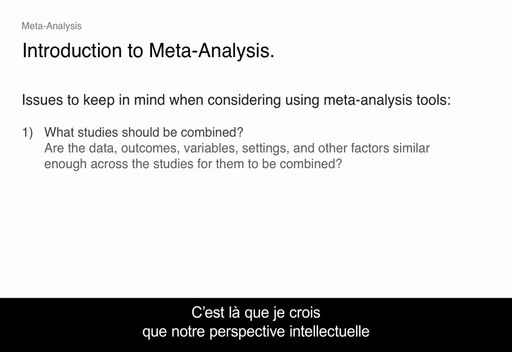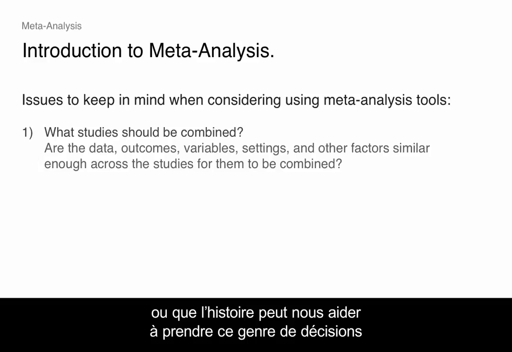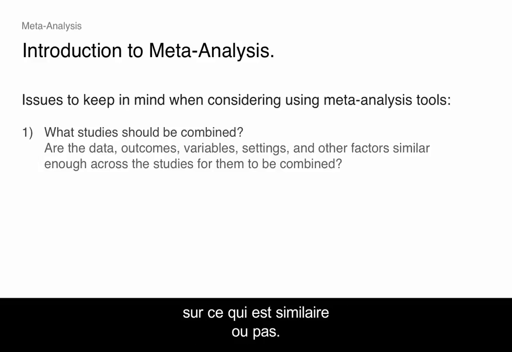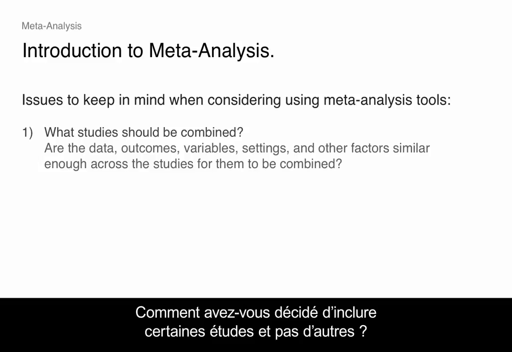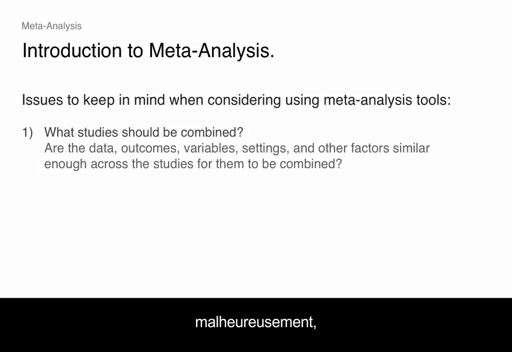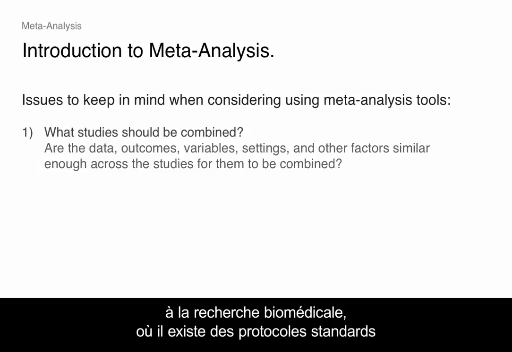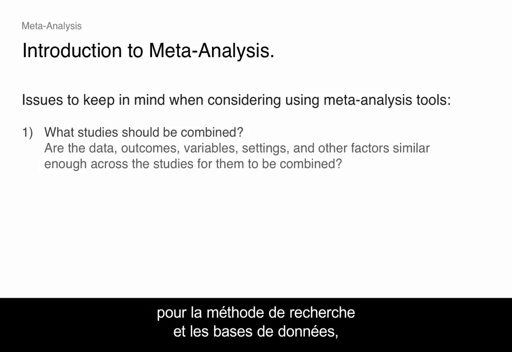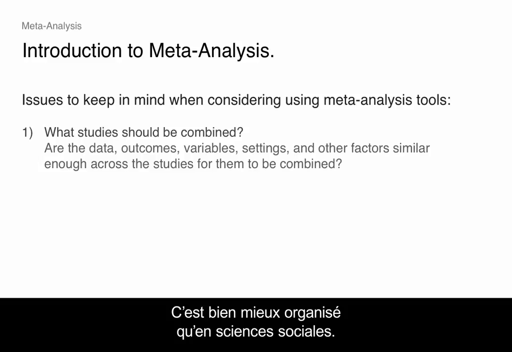And that's the sort of thing that I think our intellectual perspective and our deeper notion of institutions maybe could help us, or history may help us make that kind of decision about what is similar and what isn't similar. But this is endlessly debated. People will go back and forth with any meta-analysis about inclusion criteria. How did you decide to include certain studies and not other studies? And this is an area where in the social sciences these issues are examined way too little relative to, say, biomedical research, where there are standard protocols for how you search and which databases you search and which search terms you use and which studies you choose, and it's much more organized than it is in the social sciences.